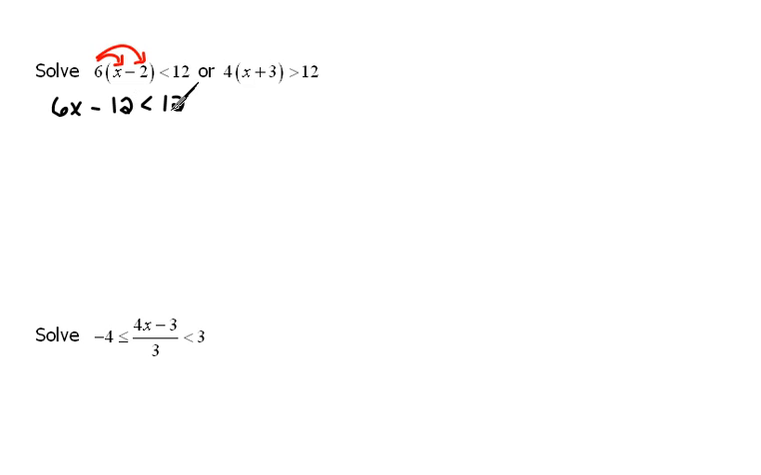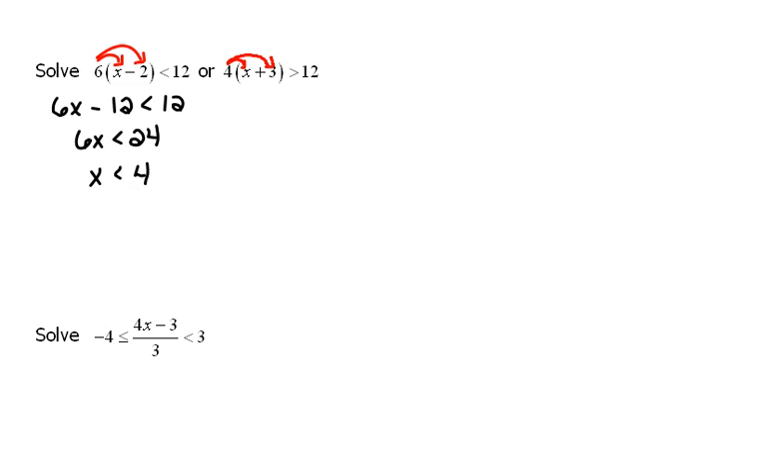If we add 12 to both sides, we have 6x is less than 24. And then if we divide both sides by 6, x will be less than 4. Now, at least that's more simple. Now let's worry about this other one.